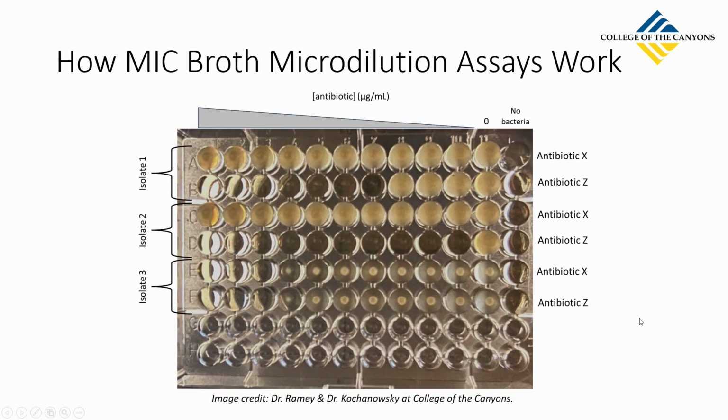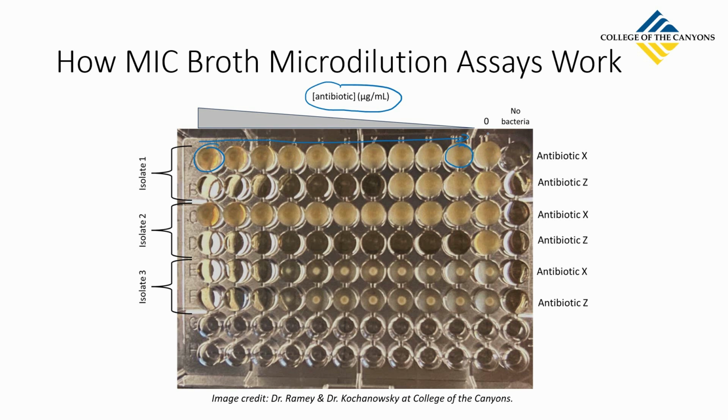These assays are typically done using a 96 well microtiter plate like the one shown here. What we do is a serial dilution of the antibiotic so that the concentration decreases in wells from left to right. So you have the highest concentration of antibiotic in well A1, and then the concentration is lower in every well, so the lowest concentration is in well A10.